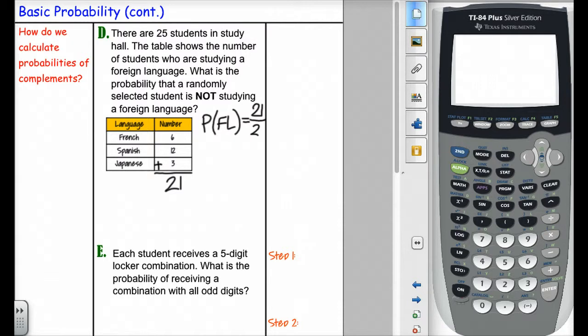That means that the probability of someone studying a foreign language would be 21 out of 25. But because we're looking at the probability of not studying a foreign language, and that little swirly do represents not, we're going to take 1 minus 21 out of 25, which means that 4 out of 25 possible students would be not studying a foreign language.